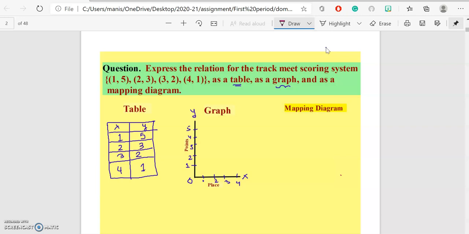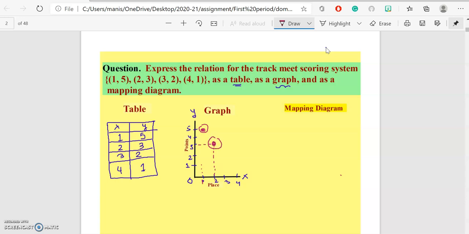So how does a graph look? When the value of x is 1, the value of y is 5. So it will look like this. This is the point which is common to 1 and 5. When the value of x is 2, what is y? Y is 3. So if I go like this and y is 3 over here, this is my point.